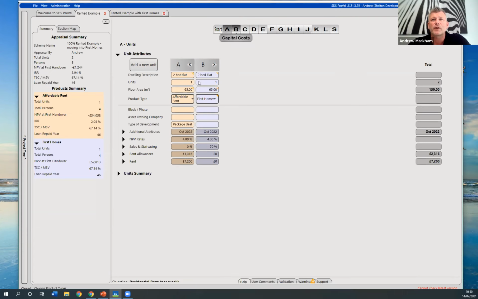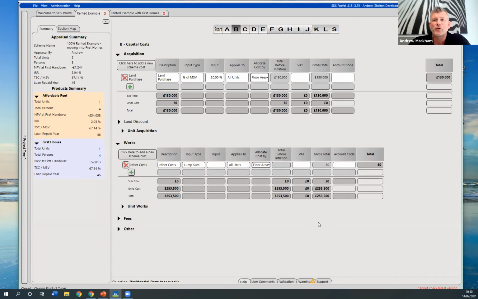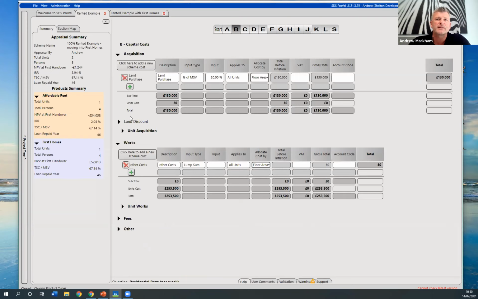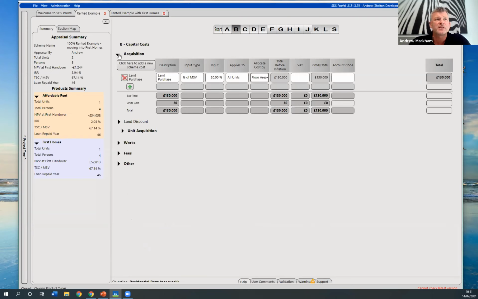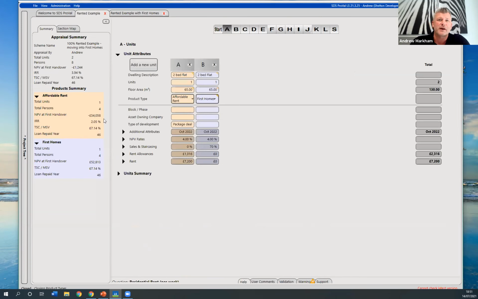And on my capital costs here, you can see my acquisition is 20% of the market sales value, which is the original value, isn't it, Andrew? Yep, which is the original value. So that's proportioned correctly. I've gone down to my works cost, and I've structurally put that in already as a square meter price. And I've got some associated costs to it and contingency. So you can see here that the results of this scheme, one is giving me a £54,000 loss, and one is actually giving me a £52 surplus. So that's quite interesting on that example.